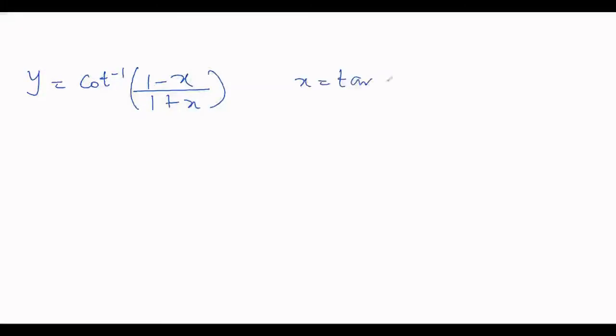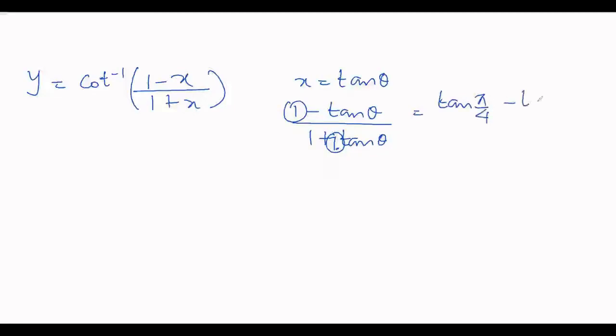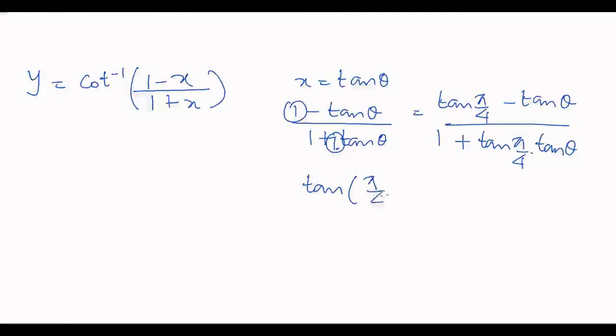So I can rewrite this as 1 minus tan theta by 1 plus tan theta. So I'll introduce a 1 here, and this 1 and 1, we've already seen this in one of the previous questions. This is tan pi by 4, which is 1, minus tan theta divided by 1 plus tan pi by 4 into tan theta. This is of the form tan A minus tan B over 1 plus tan A tan B, which is tan of A minus B. So tan of pi by 4 minus theta.